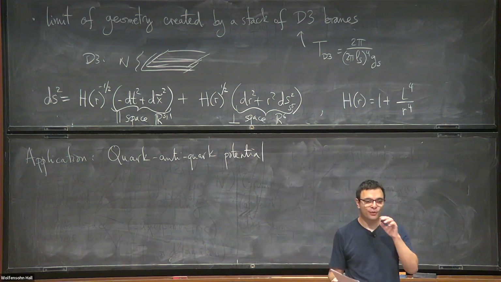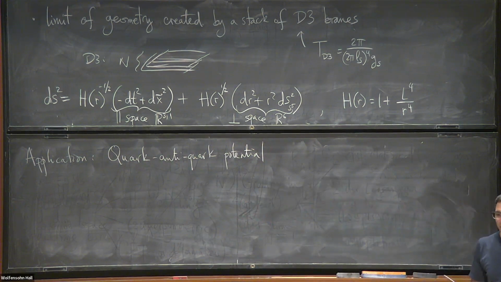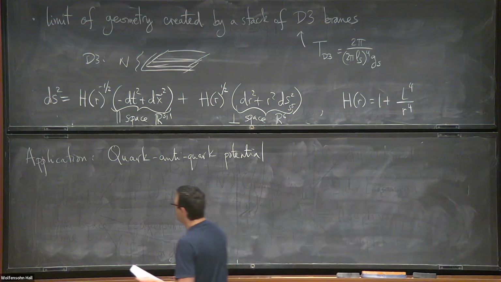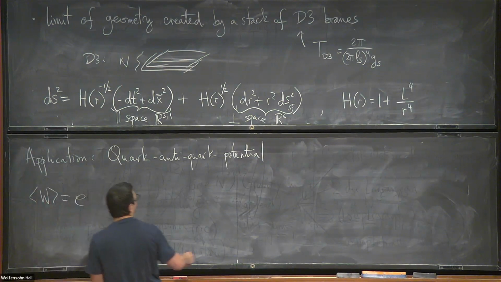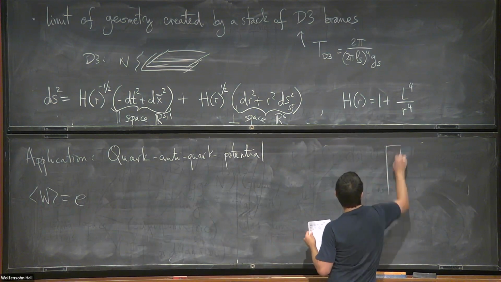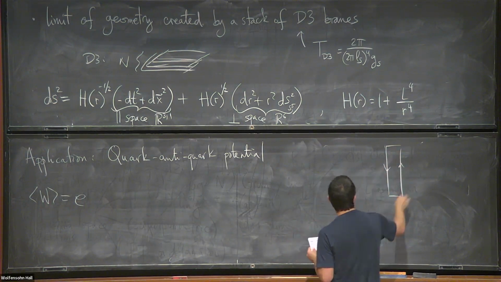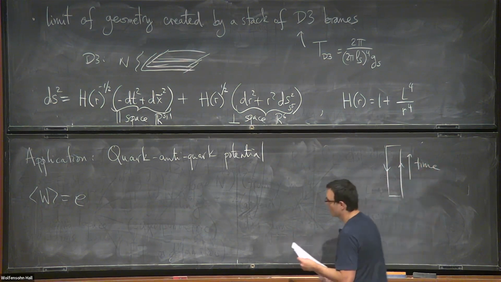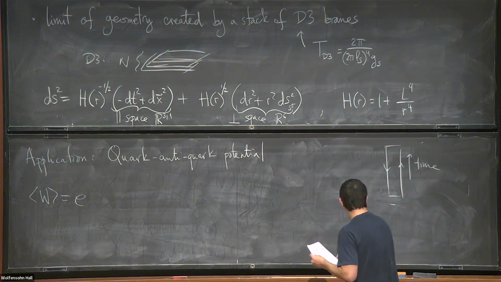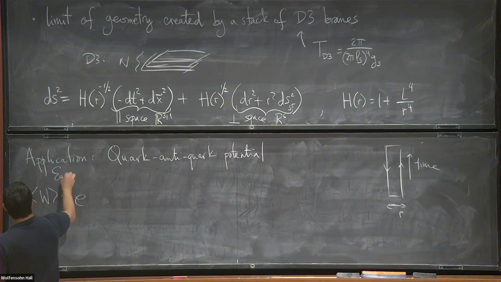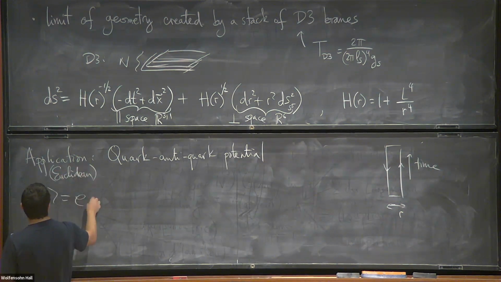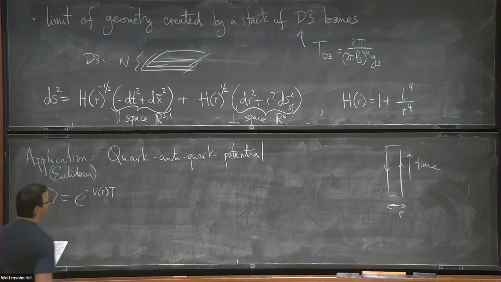Question: how do we compute the quark-antiquark potential in general? What do we compute? The expectation value of the Wilson loop. If we consider a loop that's very long like this, it corresponds to a quark and an antiquark moving in time, separated by some distance. And this would be, in Euclidean signature, e to the minus the potential times the time.